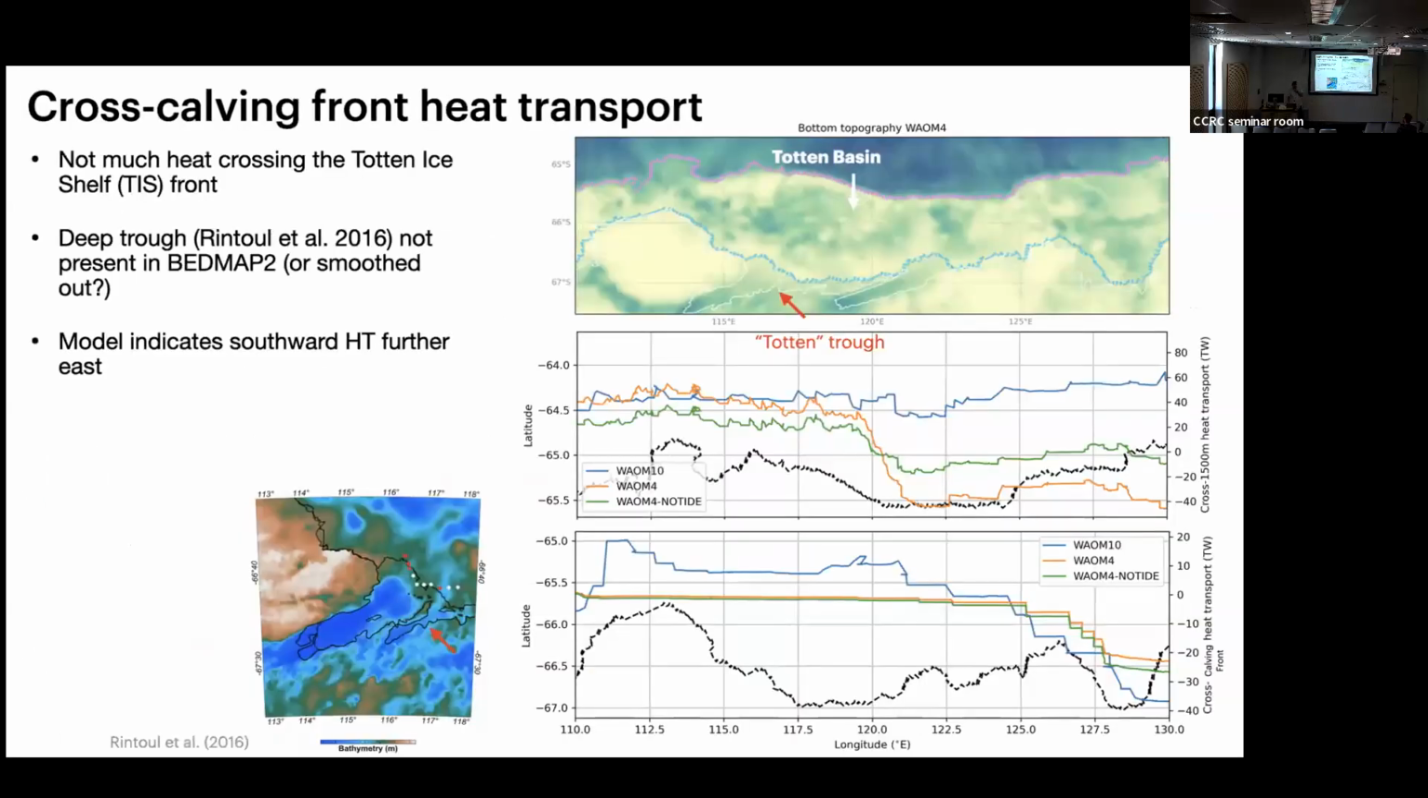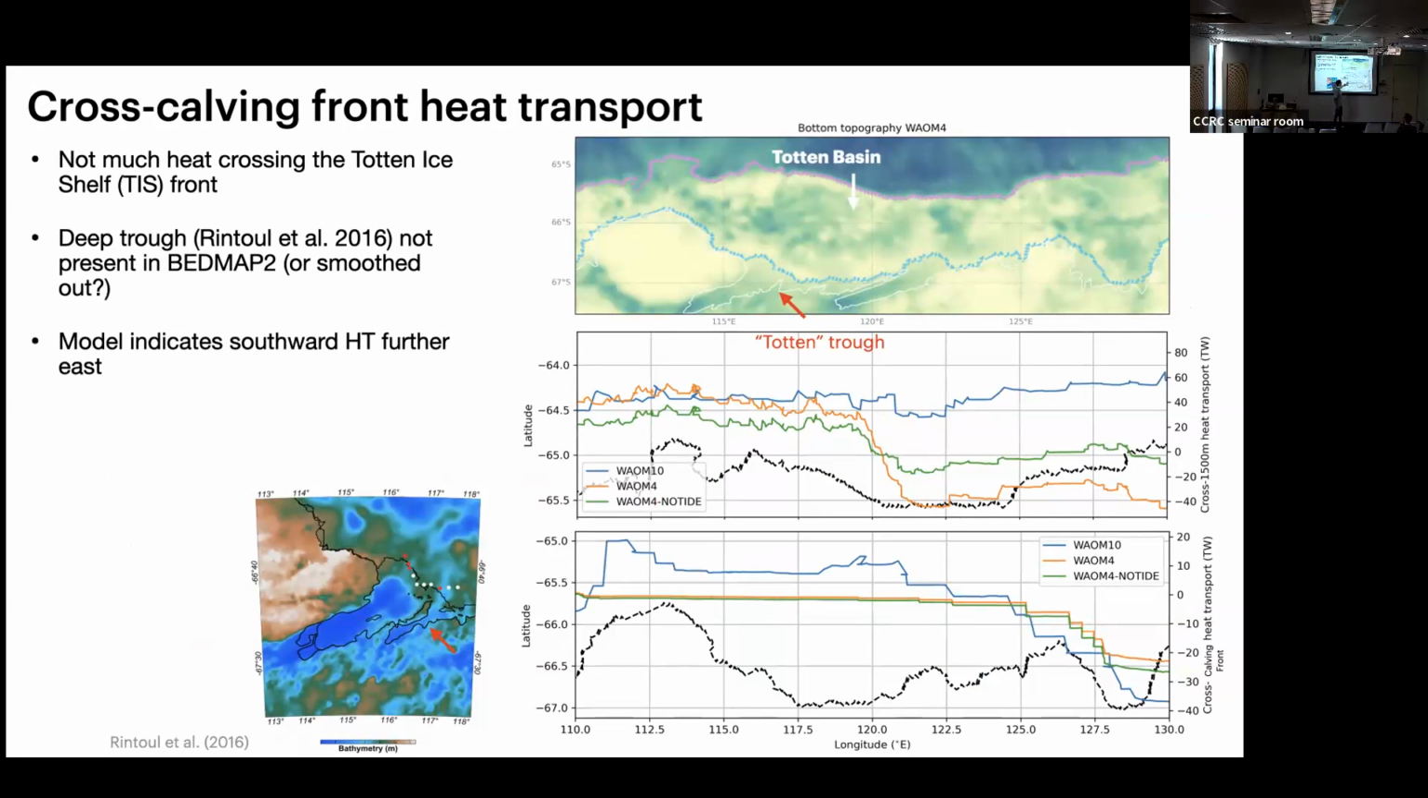Right, and then I was wondering why this is happening. Of course, I had to go to the cross-calving front heat transport to determine that. But when I did that, so this is the cross-shelf heat transport, and this is the cross-calving front heat transport. You can see that this region here is pretty much flat.